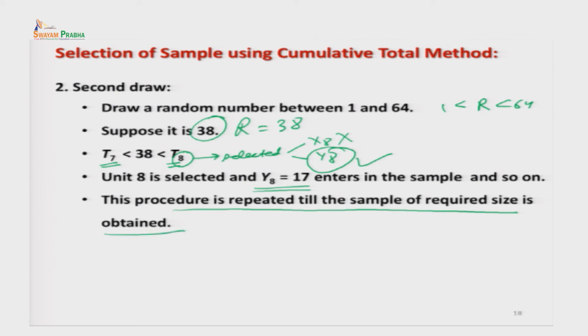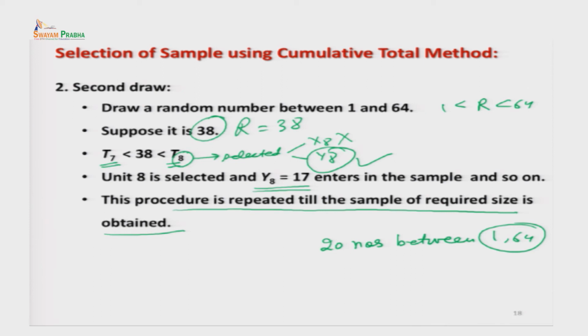Suppose you want to draw a sample of size 20, that means you just have to draw 20 numbers between 1 and 64, that is all. And just try to use this rule: look into the column of the cumulative totals, and then just follow the rule and get the value of Y.